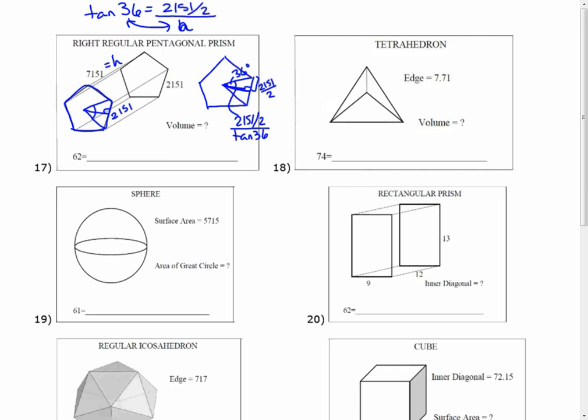And to find the area of that triangle, I'd have 1/2 base times height. And then I'm going to have 5 of those triangles in that pentagon. So for that base, I'm going to have 5 times 1/2, and then I'm going to have the base, which the whole base of that triangle was 2151, and then the height is 2151 over 2 over the tangent of 36.